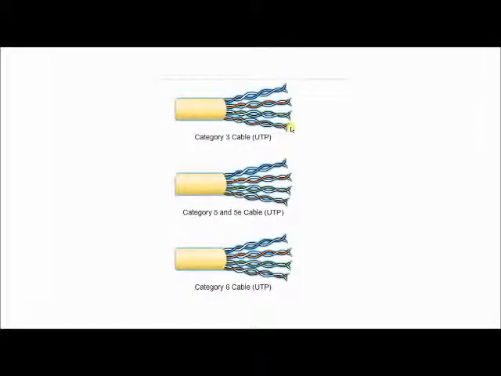There are different categories of UTP cable. There's the category 3, the category 5 and 5E cable, and the category 6. The bigger the number of the category is, the more functionalities it has, and the better the quality of the cable. These are the types of categories according to the IEEE, the Institute of Electrical and Electronics Engineers.